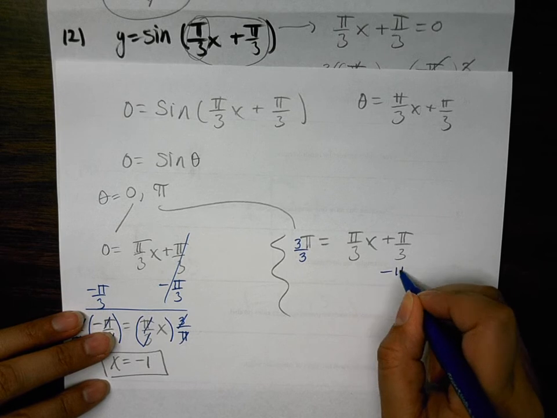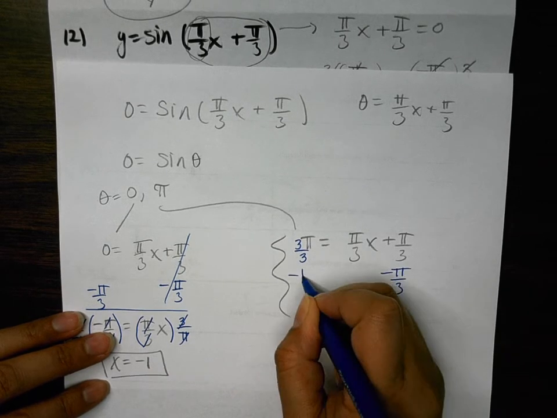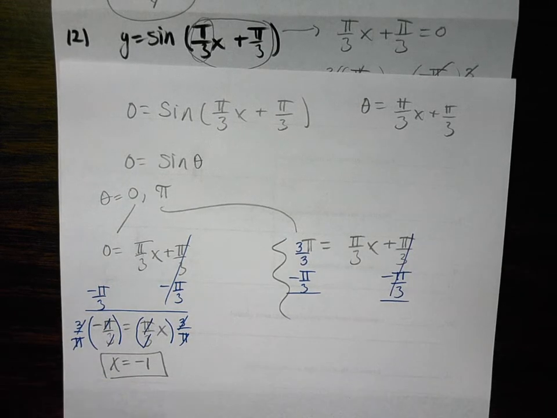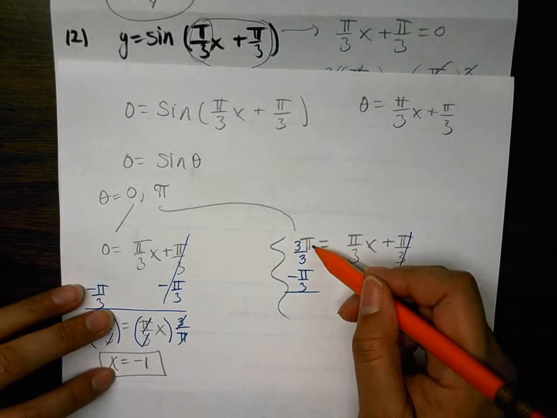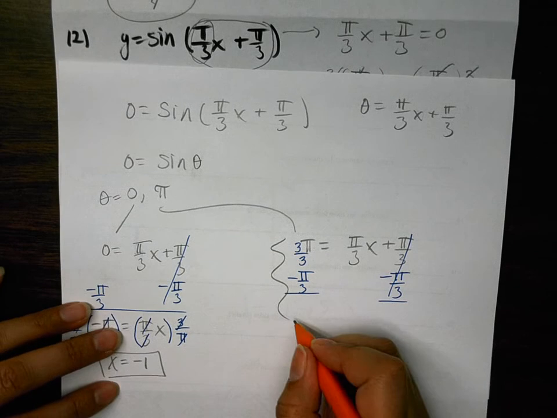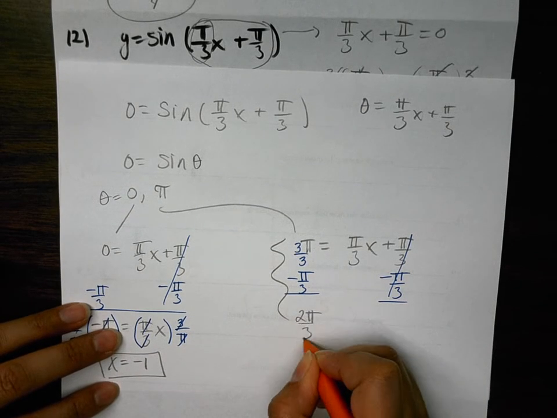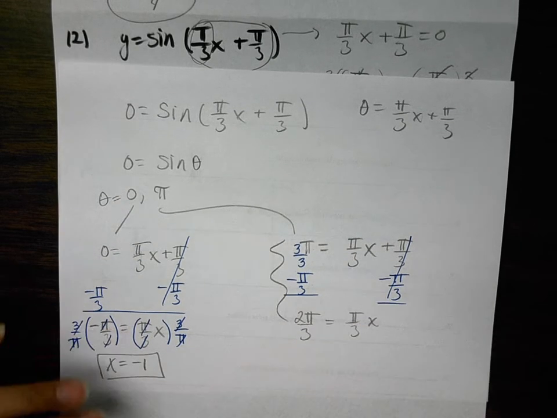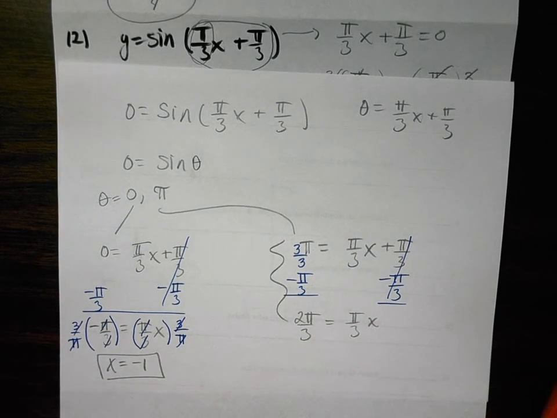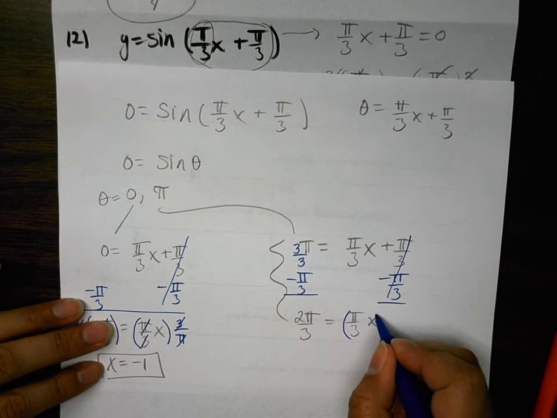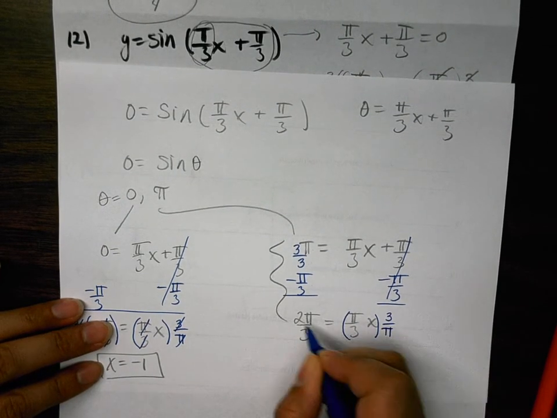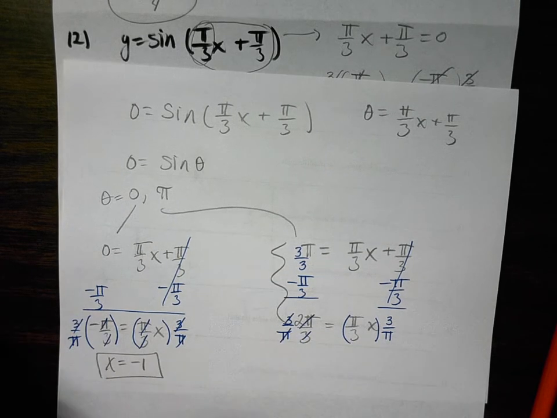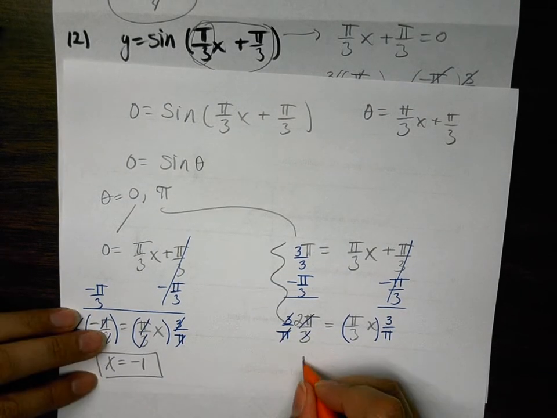I'm going to write this as 3 pi over 3. Is that equivalent to 1? Okay. What's 3 pi over 3? Take away 1 pi over 3. Equals pi over 3 x. And you multiply both sides by 3 over pi, and x equals what?